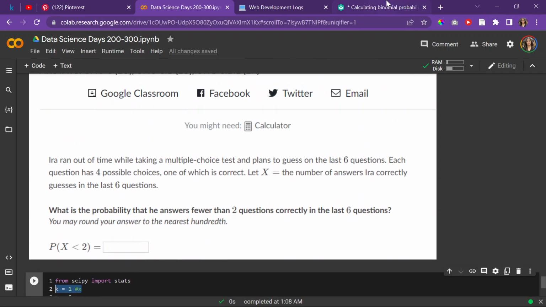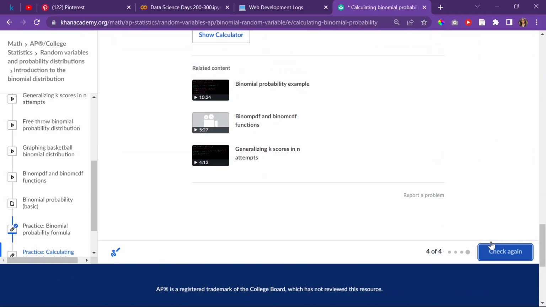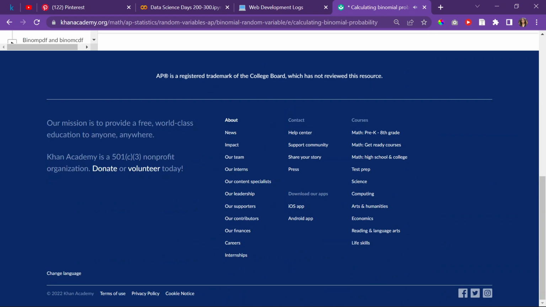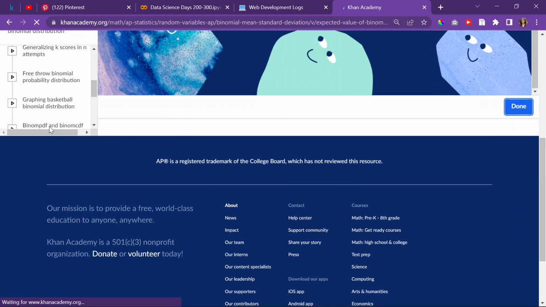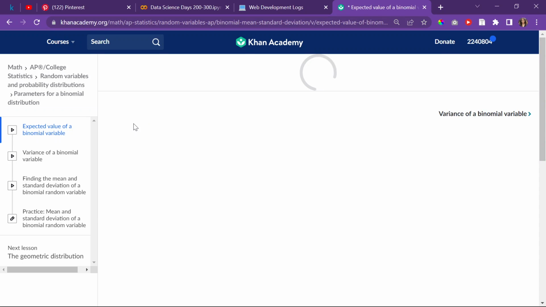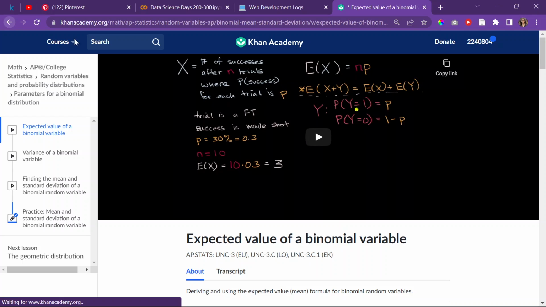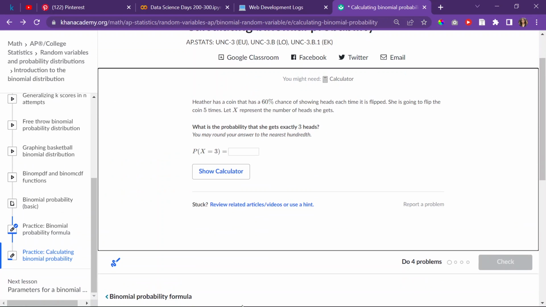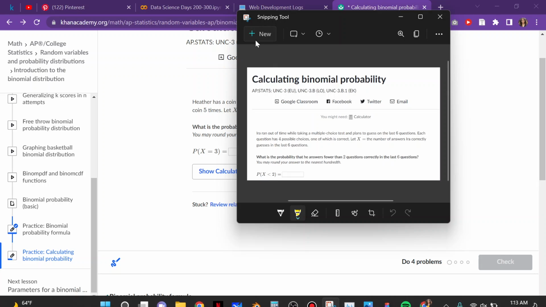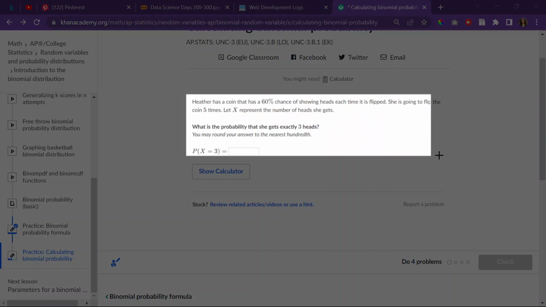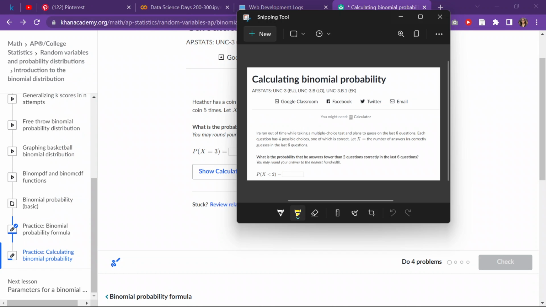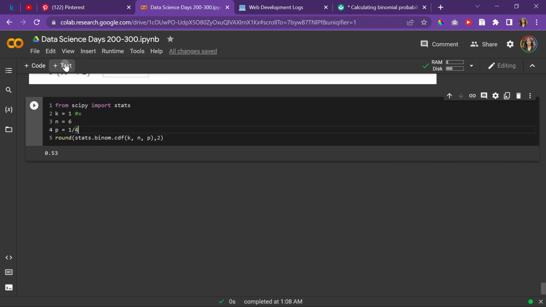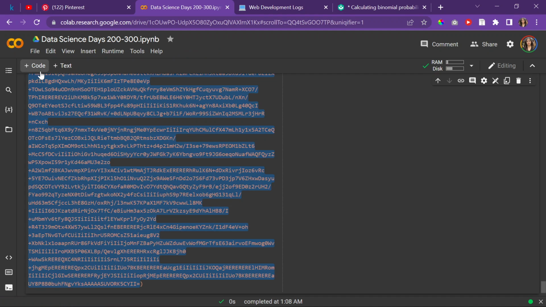Let me try one more. Okay, how do we go? Wait, no, I want to go back. Whoops. Can I go back? Alright, so let me take a screenshot of this. Oh, this is perfect. This is a PMF problem. Alright, so I'll go down here and paste that in there.